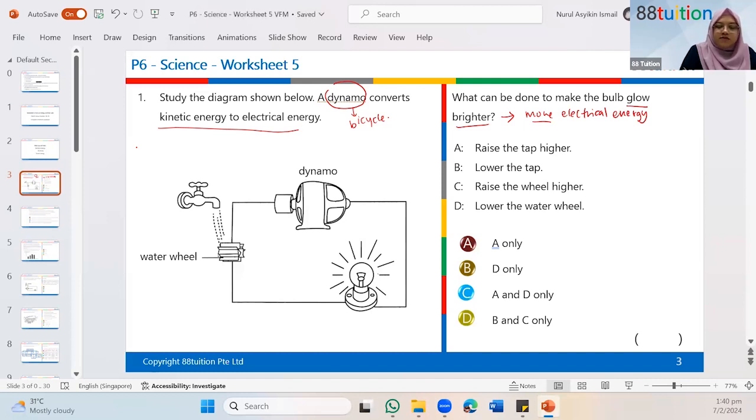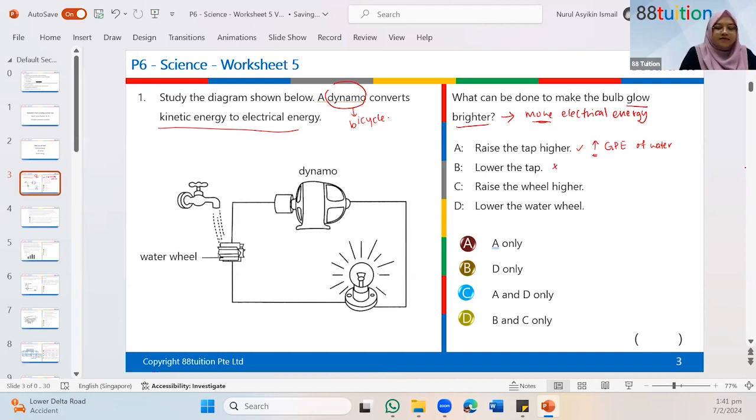Let's look at options A, B, C, D. A says raise the tap higher. Will raising the tap higher cause an increase in any type of energy? Yes, because you are increasing the gravitational potential energy of the water. So you have more energy at the start, that will give you more electrical energy at the end in the light bulb. B, lower the tap. No, lowering the tap means less GPE, the opposite of A. A is correct, so B is wrong.